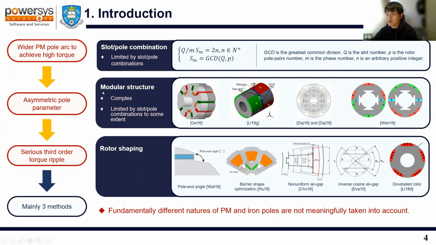The second method is the modular structure. This includes both the axially modular structure and the circumferentially modular structure. However, the axially modular structure is quite complex. And the circumferentially modular structure is also limited by the slot pole number combinations to some extent. The third method is the rotor shaping. However, for all of these works, the fundamentally different natures of PM pole and iron pole are not meaningfully taken into account.